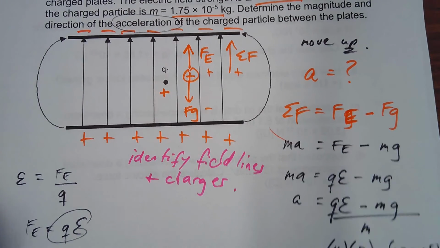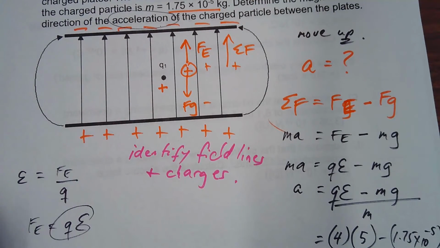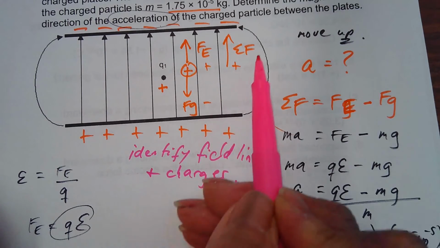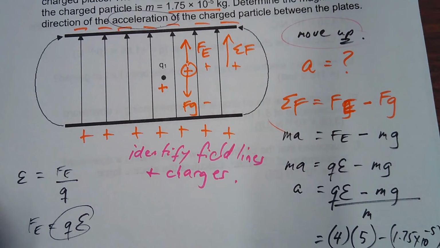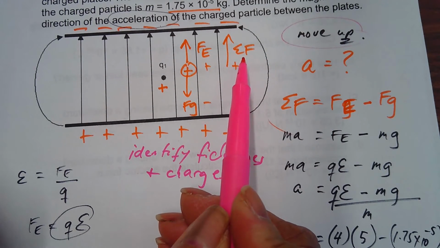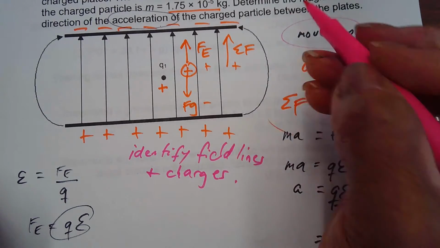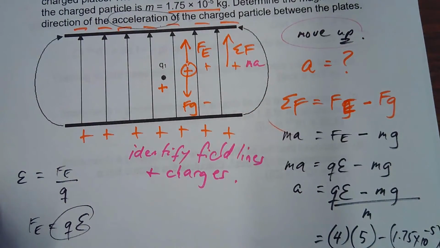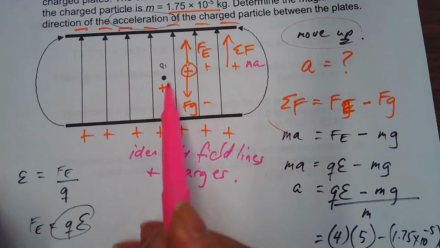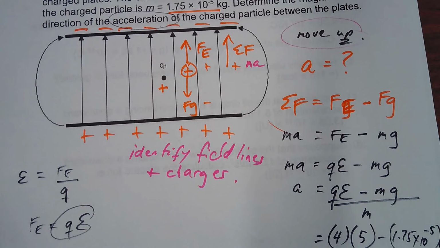You ask, what is that charge going to do in between these parallel plates? Well, it's going to go up, okay? Once you identify that it's going to go up, that's where the F net would be, and that would be the ma right there. Then we can figure out the net equation here and solve for what we want. Those are the things that we need to know.